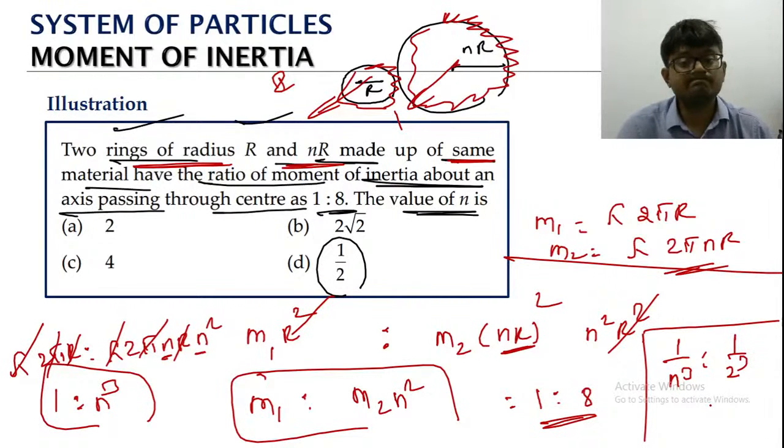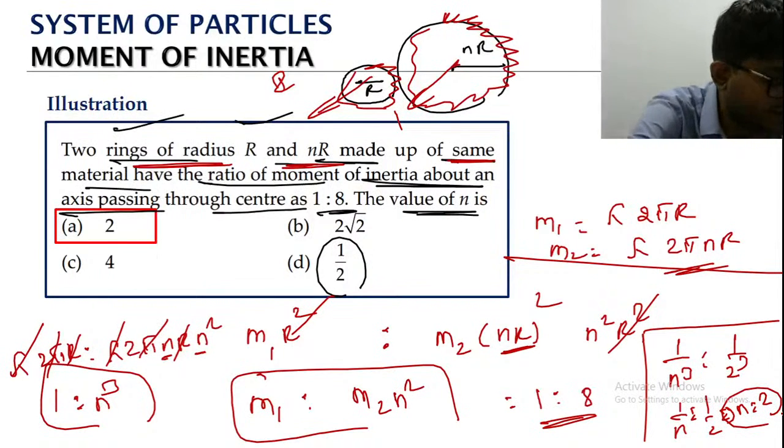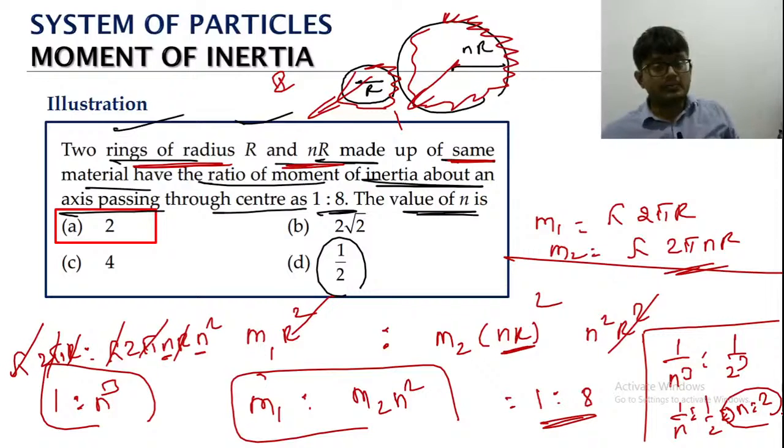1/8 means 2³. Take a cube root on both sides straight away. 1/n is equal to 1/2, so n is going to be 2. Check it, guys. What must be the answer we should get? Option A should come. Okay. So this is how we can solve these problems.